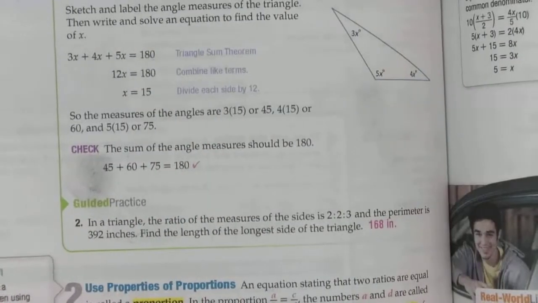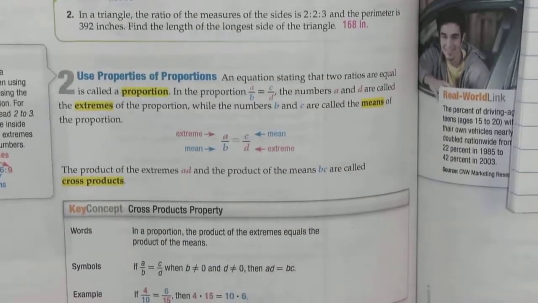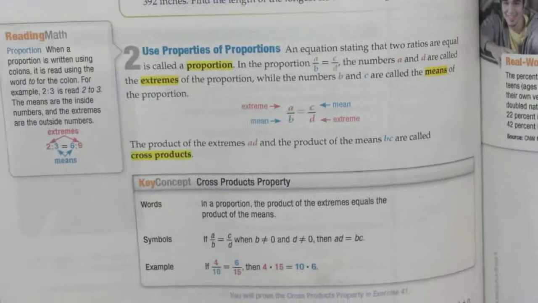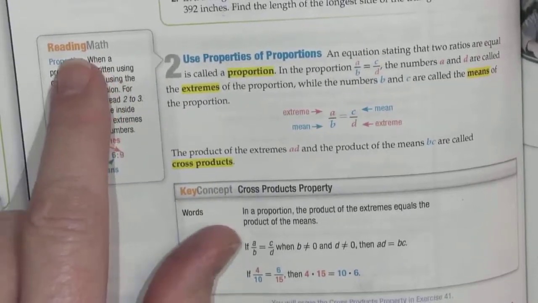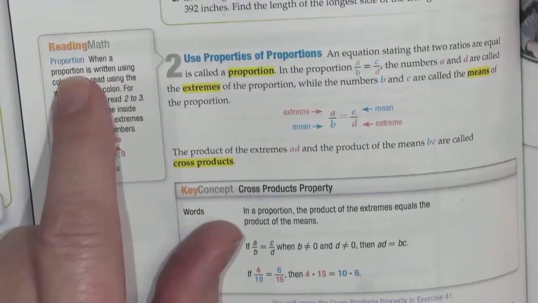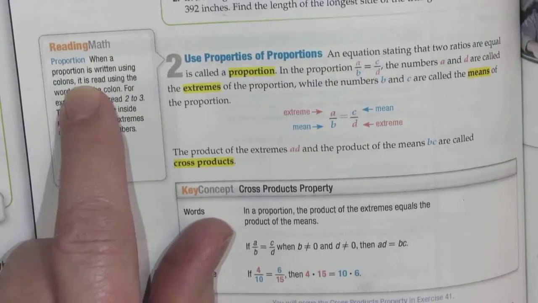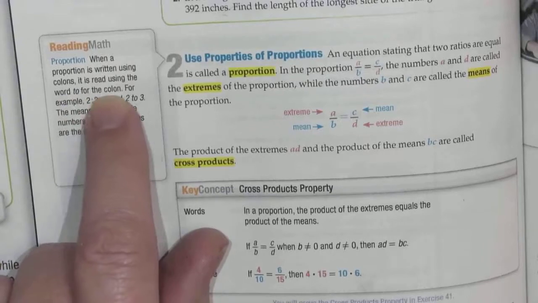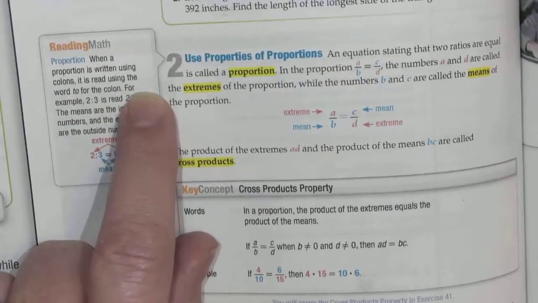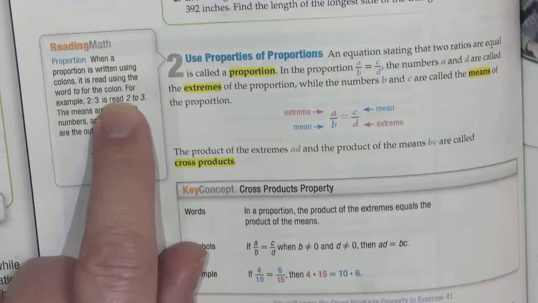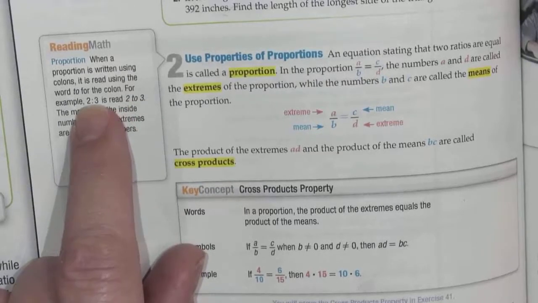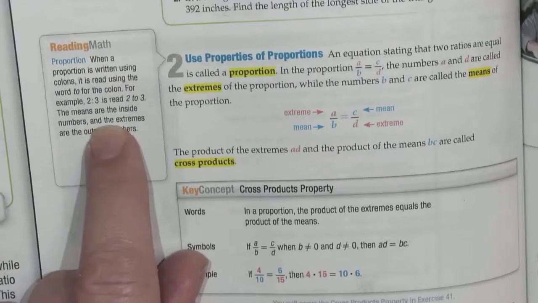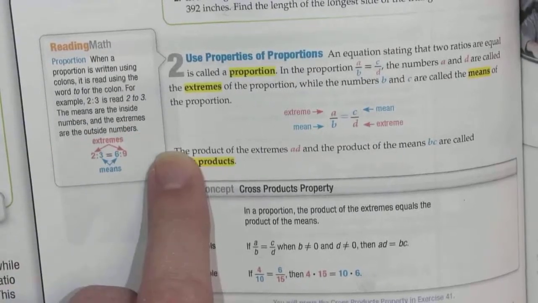Okay, great. Now, let's go down and talk about the next thing. Let's look over at our little math tip right here, reading math. Proportion. When a proportion is written using colons, it is read using the word to for the colon, not the word colon. For example, 2 to 3 is read 2 to 3 even when we have the colon. The means are the inside numbers and the extremes are the outside numbers.